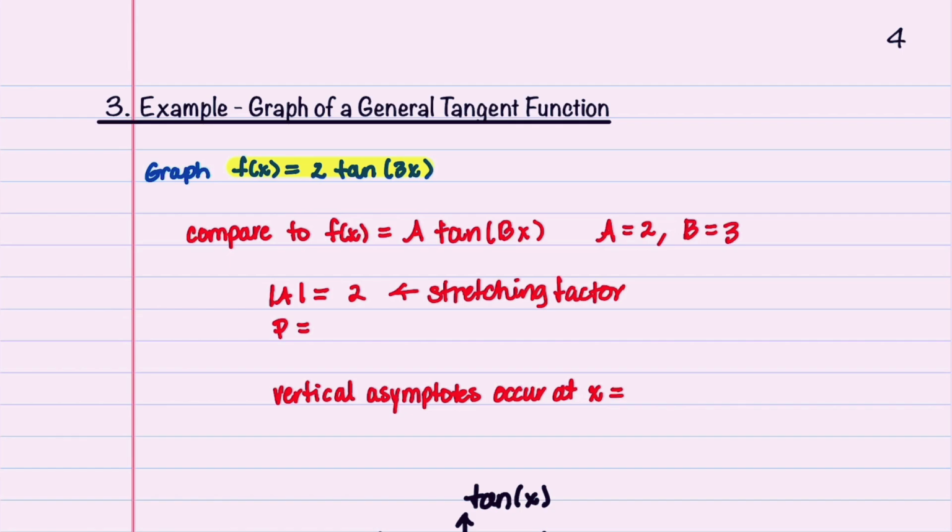Our period is equal to pi divided by absolute value of b, which is pi over 3, and this is our period.